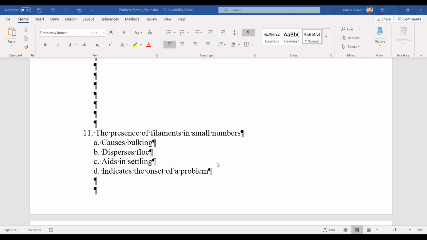When you look at it, the presence of filaments in small numbers, that's the key too. So it's not indicating that there's a problem. We do want some filaments in our system. So you'd be looking for more of a positive answer than a negative one.